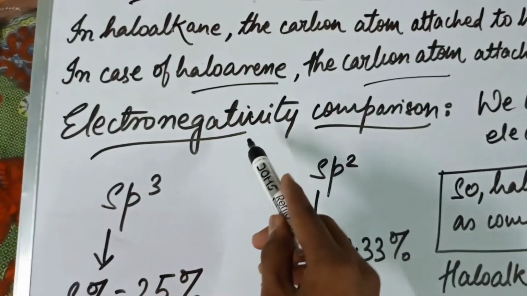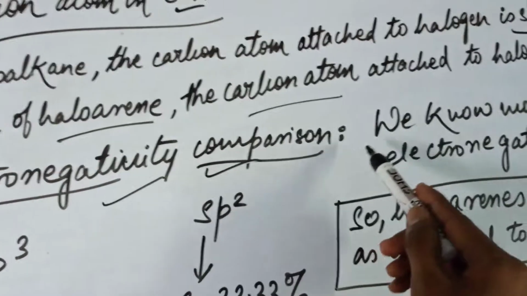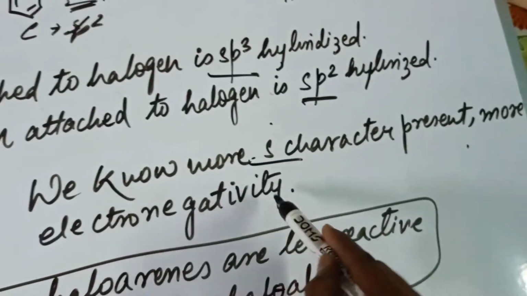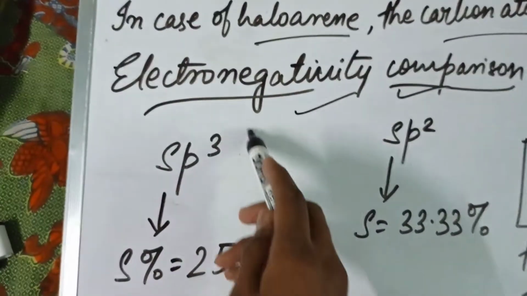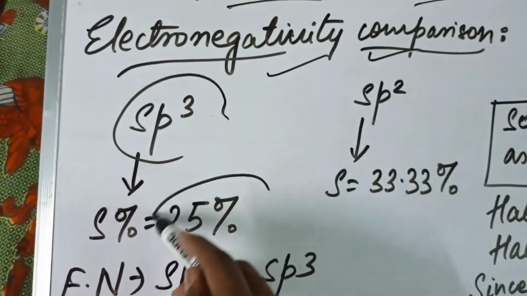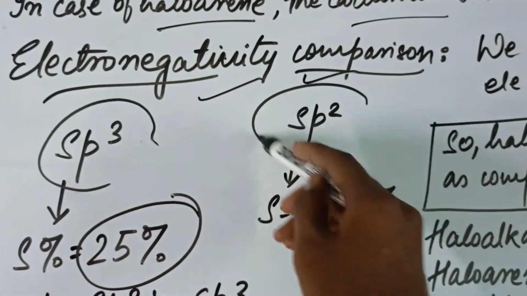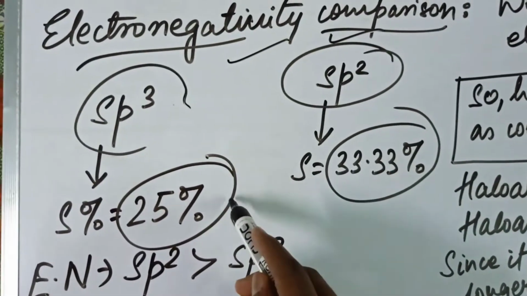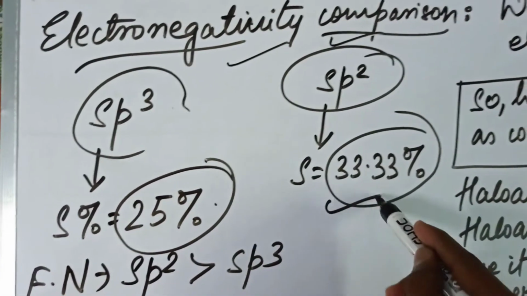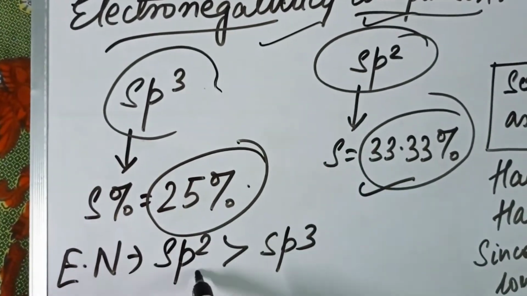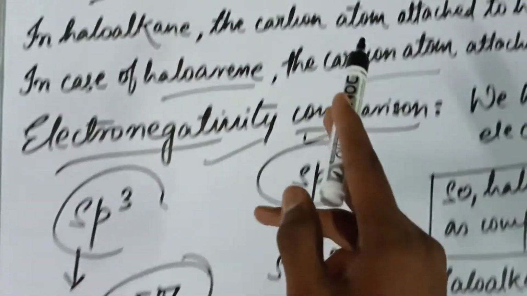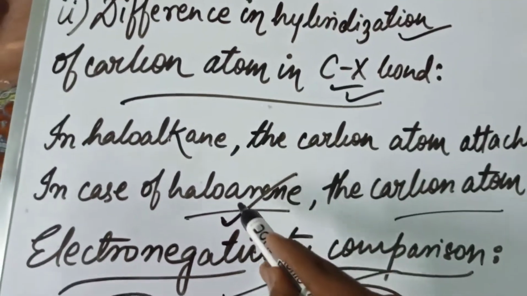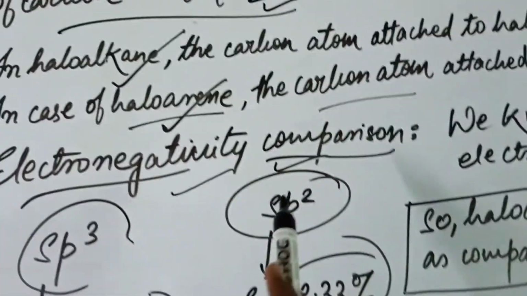Now if I compare electronegativity, we know that the more the s character, the more the electronegativity. In sp3 the s character is 25%. In sp2 it is 33.33%. I hope you see that 25 is less than 33, right? So sp2 is more electronegative. So the C-X bond in haloarene is more electronegative than in haloalkane.